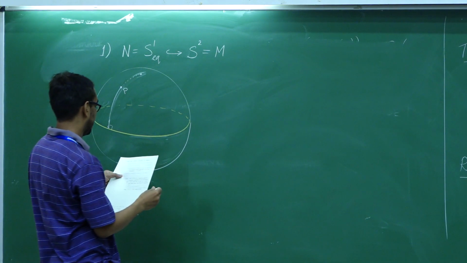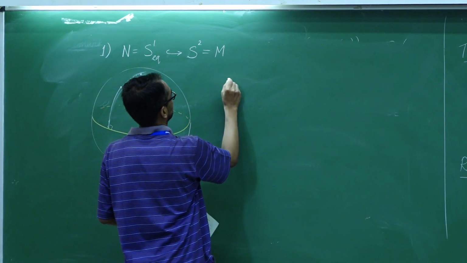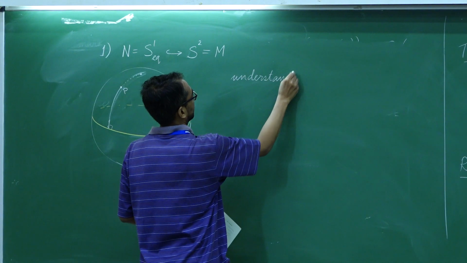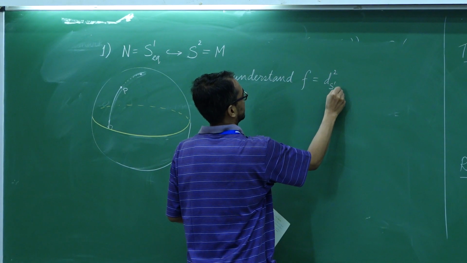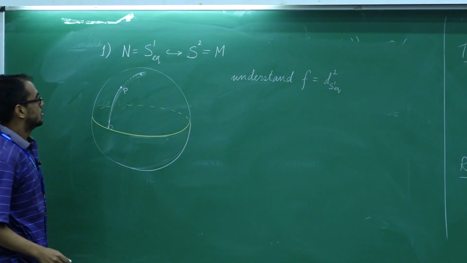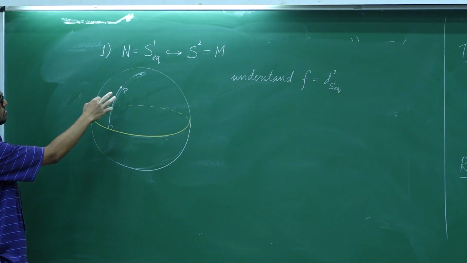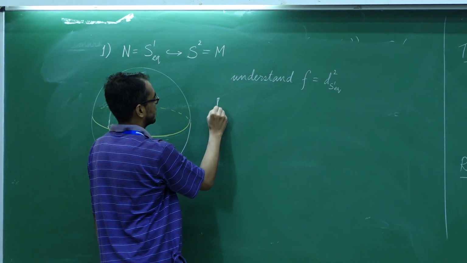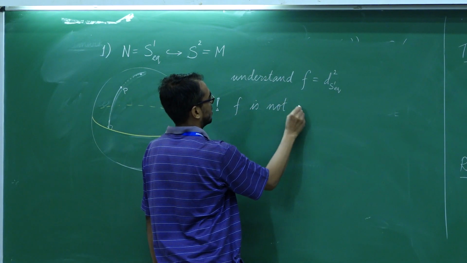So what you want is you want to understand d squared with respect to the equator. And so if you think about it, this is the crucial point.